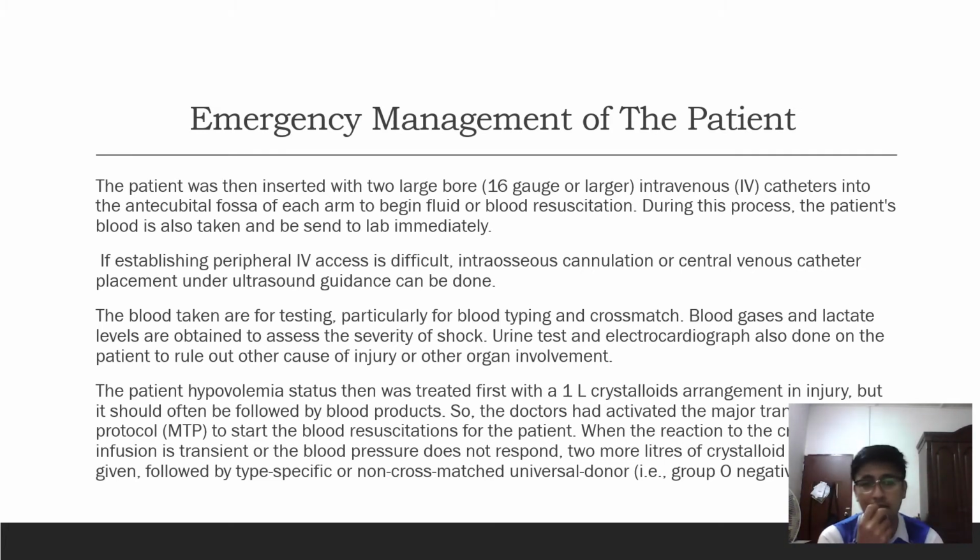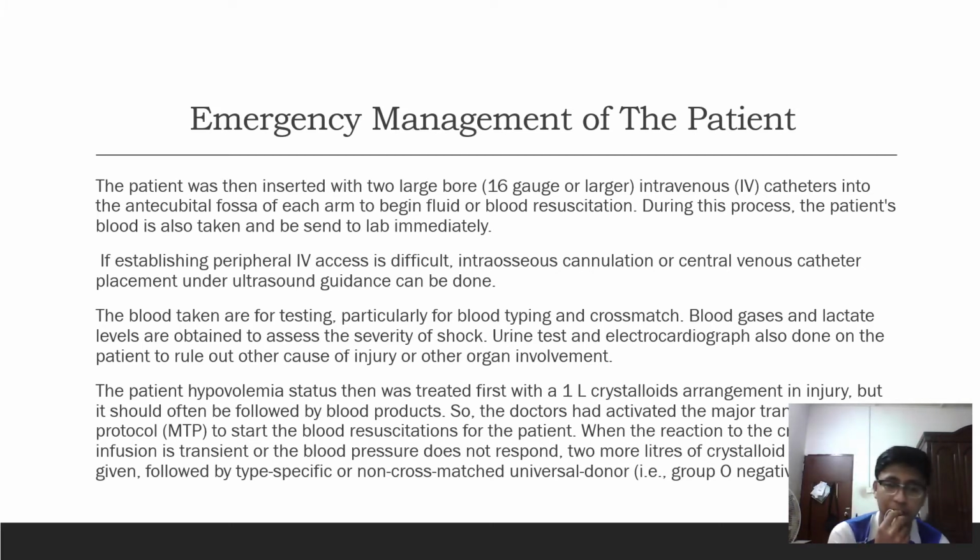If establishing peripheral IV access is difficult, intraosseous cannulation (IO) or central venous catheter placement under ultrasound guidance can be done by the doctors. The blood taken during the insertion of the cannula is particularly for blood typing and cross-match. Blood gases and lactate level are obtained to assess the severity of the shock. Urine test and electrocardiograph (ECG) are also done on the patient to rule out other causes of injury or other organ involvement.